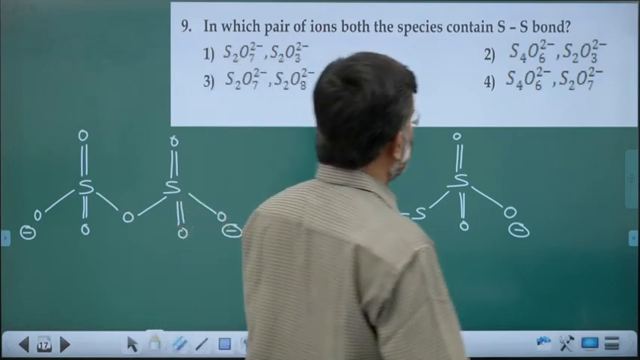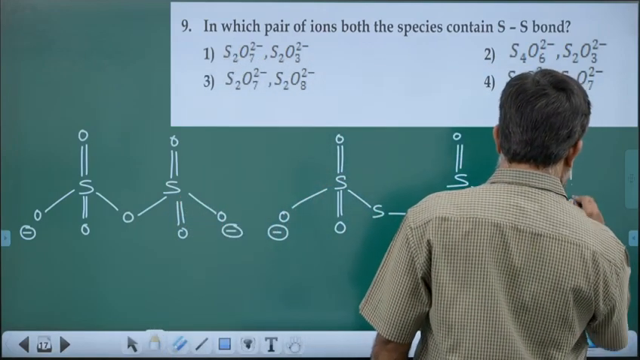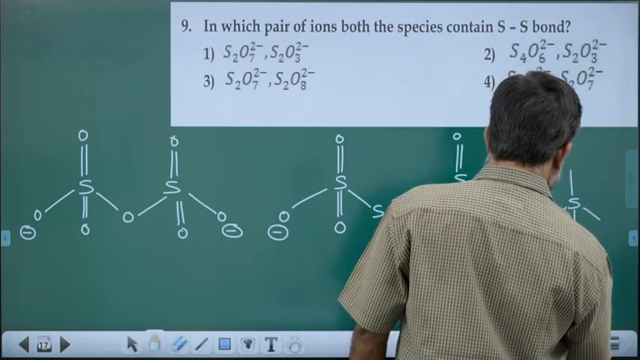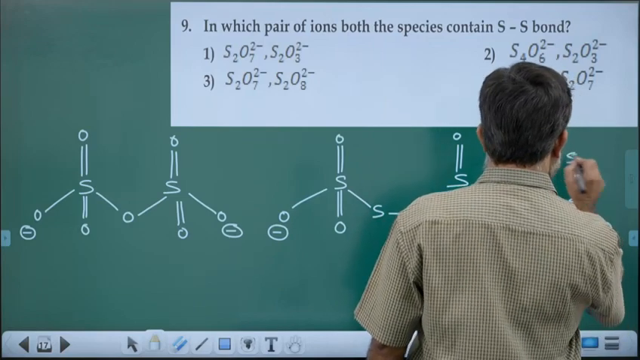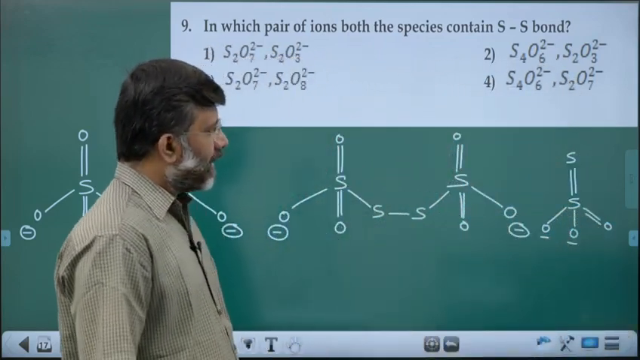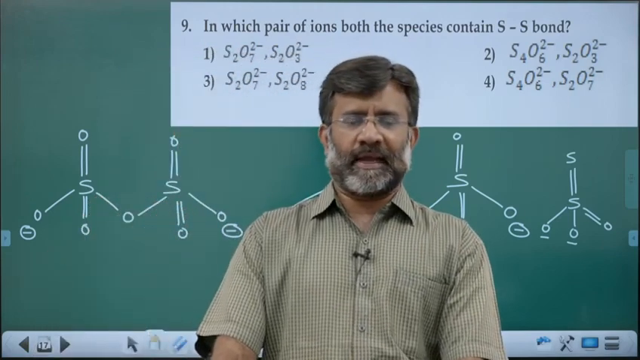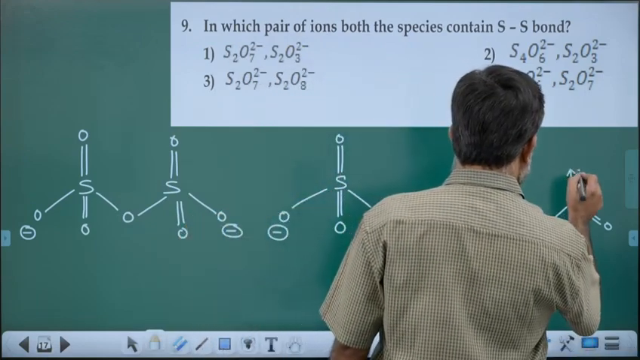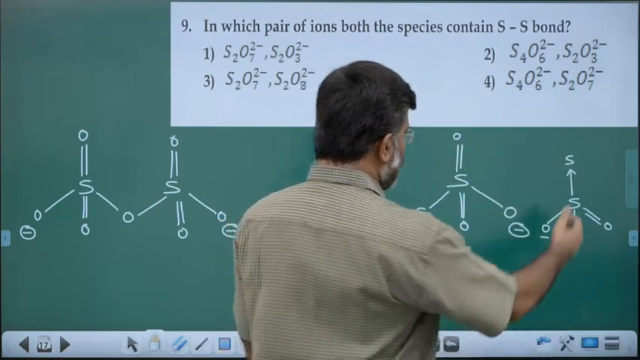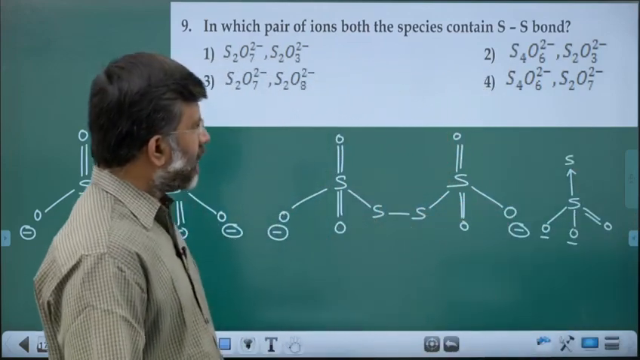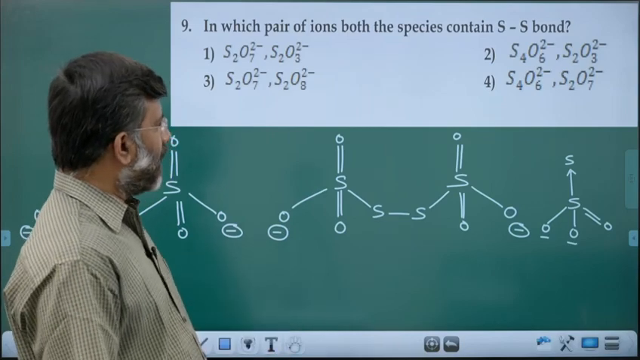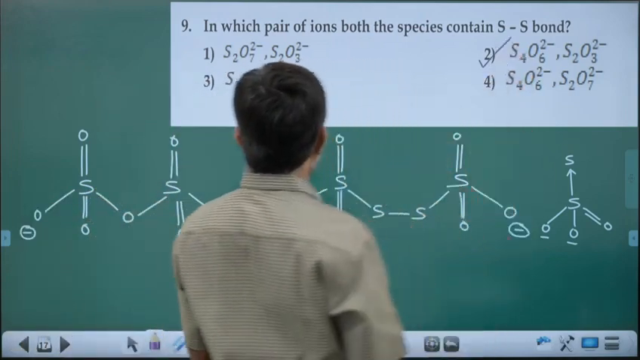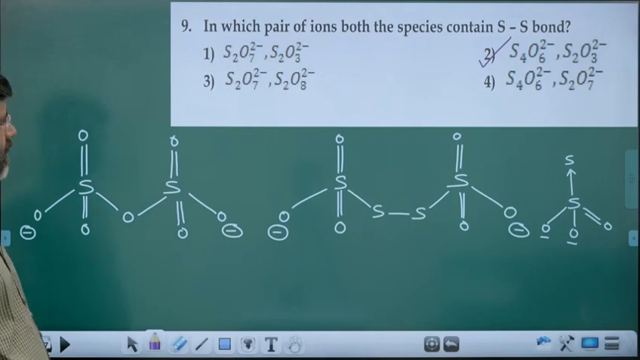Now, what about the next one? S2O3 2 minus. There is S-S linkage, and that is the answer. Traditionally, this bond is represented by the coordinate bond, while the modern view says that it is a multiple bond. So there is S-S linkage in both the species, and that is the answer. Option 2 is the correct answer.